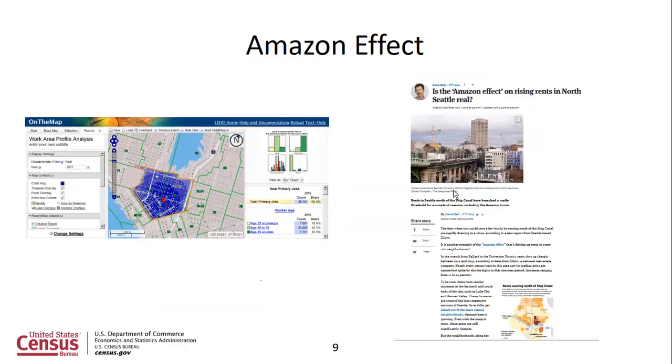Using OnTheMap, those employed in the area equal 38,101. Those working in technology equal 5,762. And this is for tracts 72 and 73. So let's go live to look at this.